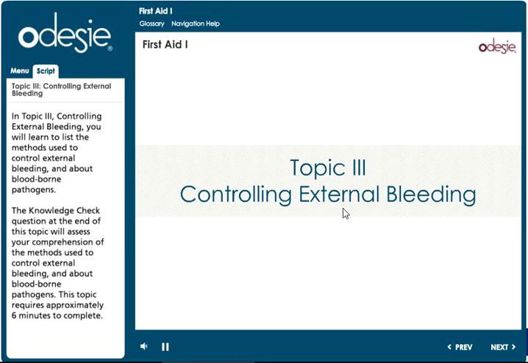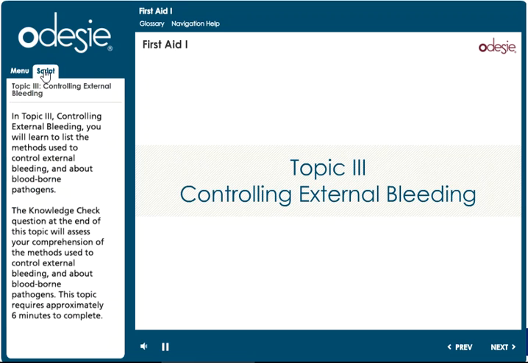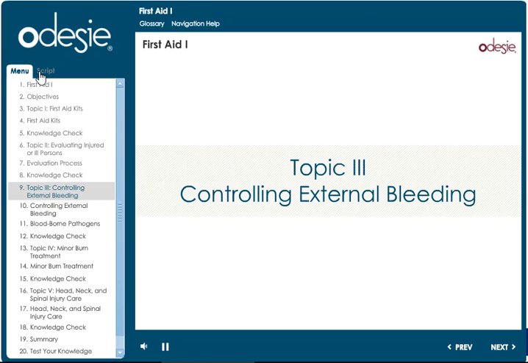In Topic 3, Controlling External Bleeding, you will learn to list the methods used to control external bleeding and about blood-borne pathogens. The knowledge check question at the end of this topic will assess your comprehension of the methods used to control external bleeding and about blood-borne pathogens. This topic requires approximately 6 minutes to complete.